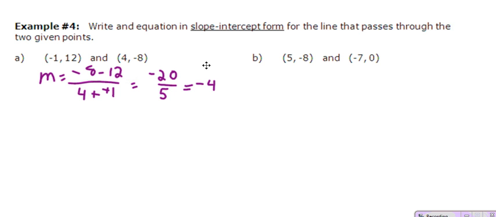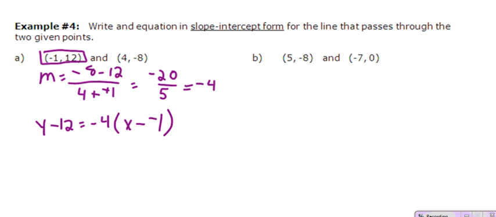I have a slope, but I can't put it in slope-intercept form because I don't have an intercept. I have points. So I have to write it in point slope form just like I did in the last example. So I'm going to pick that first point, and I'm going to put it in point slope form. Y minus 12 equals negative 4 times x minus negative 1. Minus negative makes plus a positive.